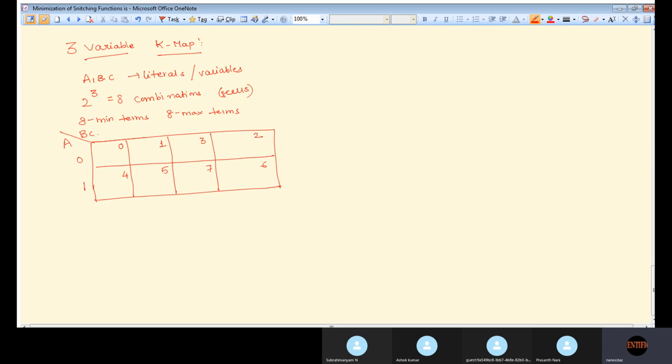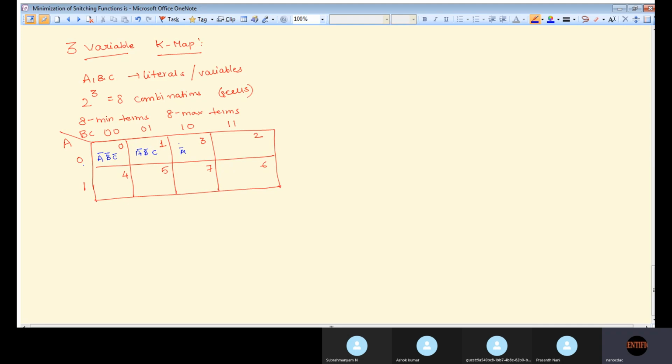Here we are going for SOP form, not POS. 0 0, 0 1, 1 0 and 1 1. So now you should tell me the corresponding logic equation for this particular cell. 0 0 0 is A bar B bar C bar. Now here, what does 0 0 1 mean? A bar B bar C.